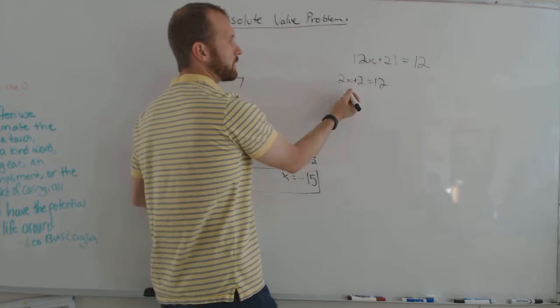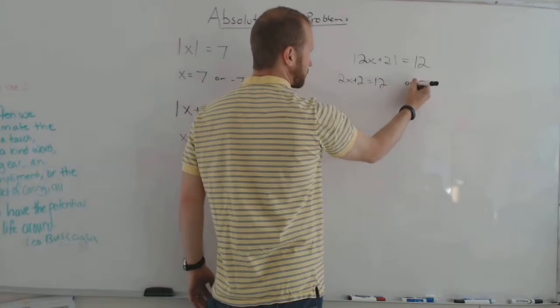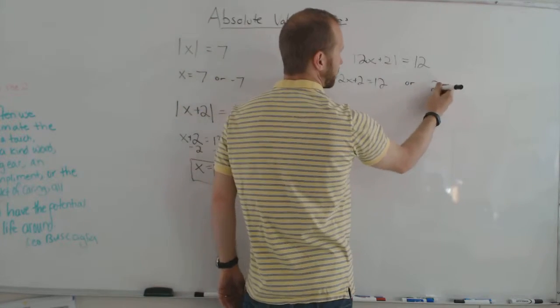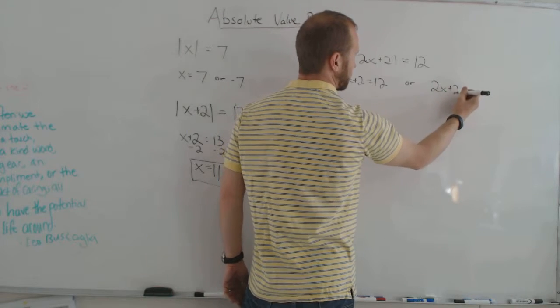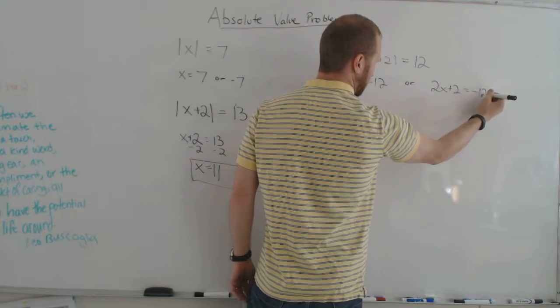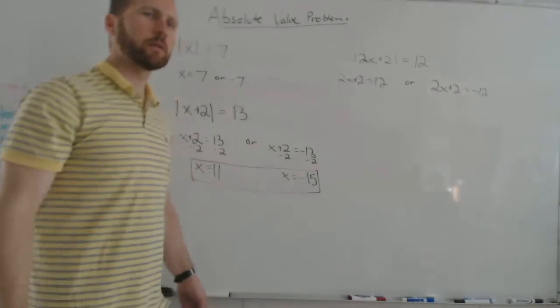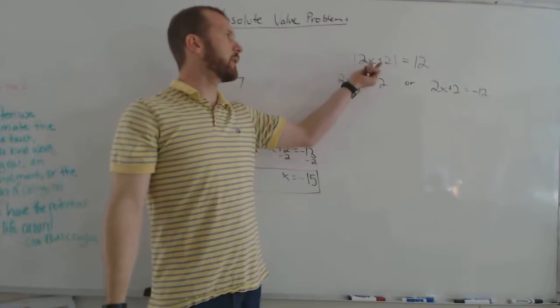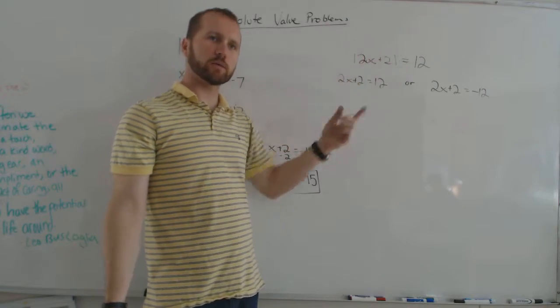Okay, that's one equation. Or, what's my other equation? 2x plus 2 equals negative 12. Right? Because if this is negative 12, the absolute value is still going to equal 12.